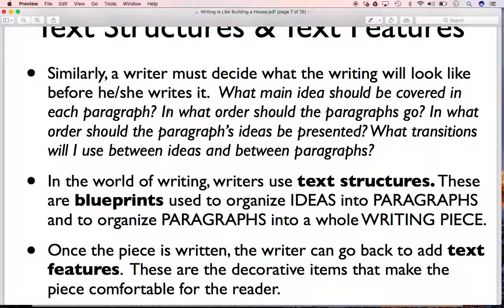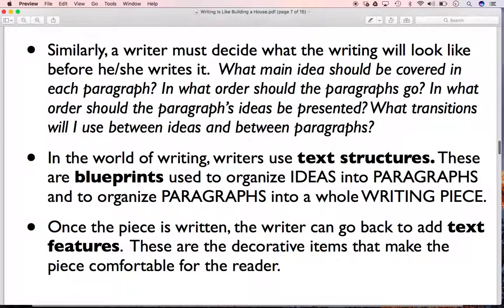What main ideas should be covered in each paragraph? In what order should the paragraphs go? And what order should the paragraph's ideas be presented? What transitions will I use between ideas and between paragraphs? In the world of writing, writers use text structures. These are blueprints used to organize ideas into paragraphs and to organize paragraphs into a whole writing piece.